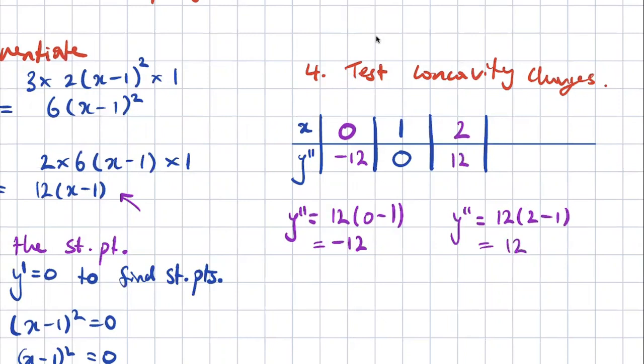So have a look at the values that you end up with. When you're checking the concavity changes, you'll notice that we've gone from a negative to a positive, which is very good. I write that just to remind myself: negative to positive, and I draw a little arrow. Because the concavity changes, it is indeed a point of inflection.